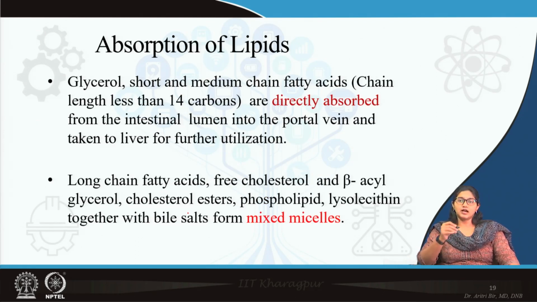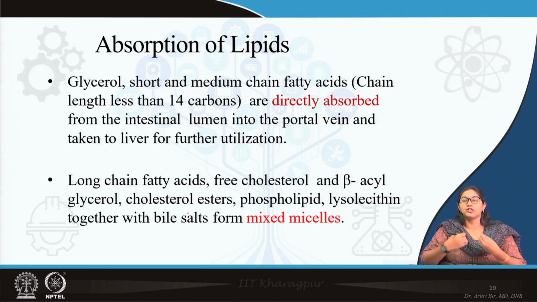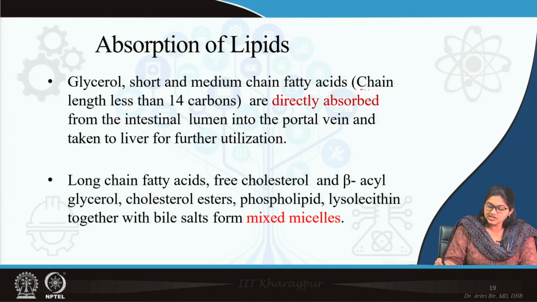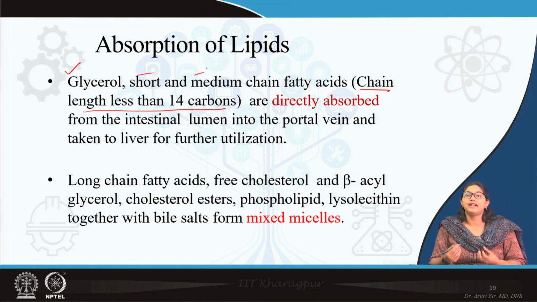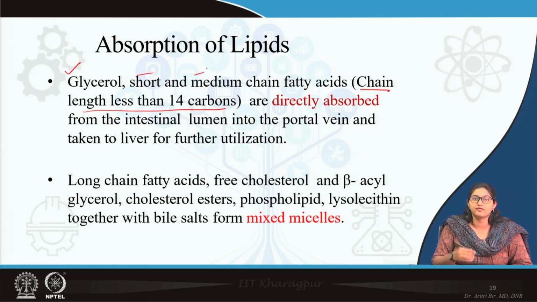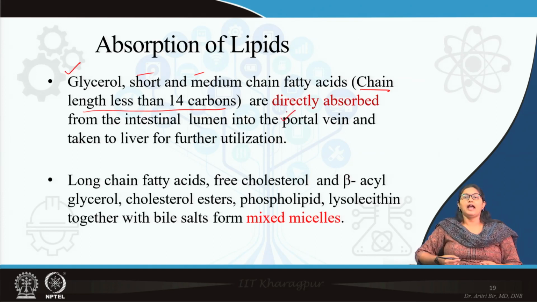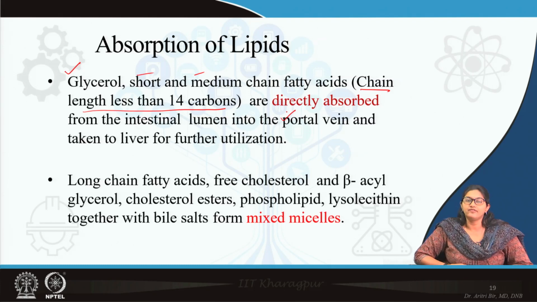So, these are all how triglycerides, cholesterol esters or phospholipids are broken down inside the gut. Now, how are these broken down products absorbed? Remember, the shorter ones can be directly absorbed. Shorter ones means where the chain length is less than 14 carbons, like glycerol, short and medium chain fatty acids. They can be directly absorbed from the intestinal lumen, can enter the portal vein and can be circulated in the lymphatics.